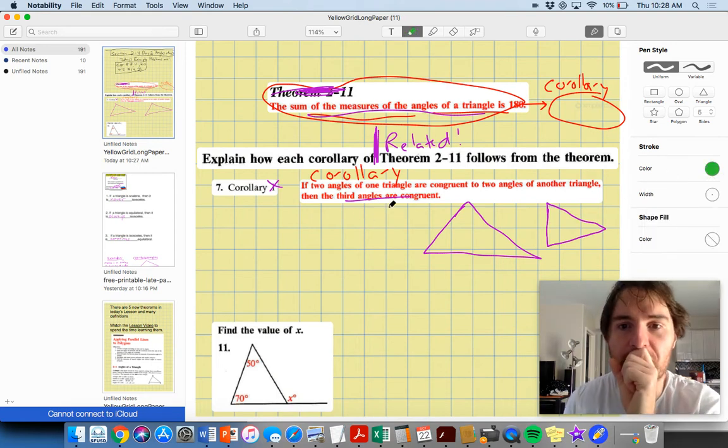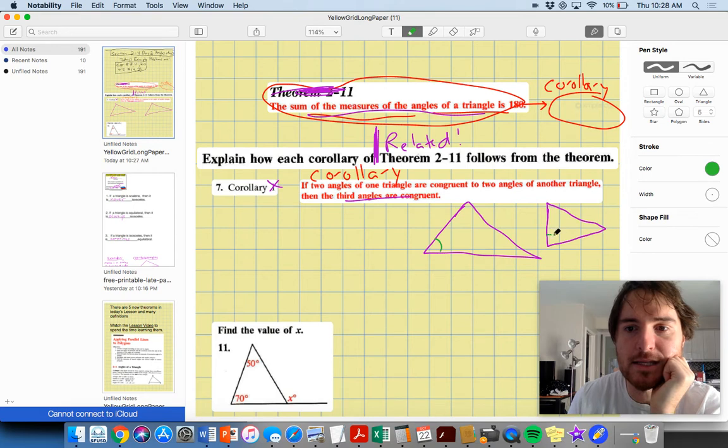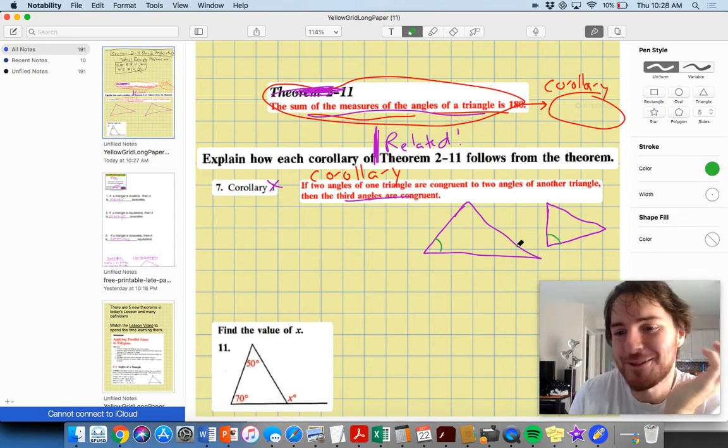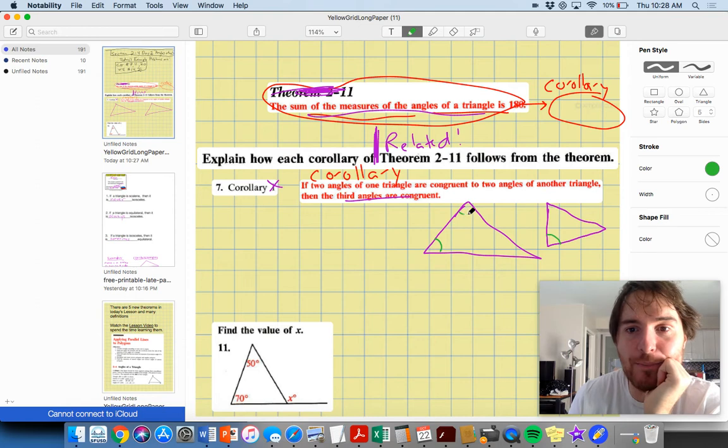All right, 2 angles of one triangle congruent to 2 angles of another triangle, and the third angles are congruent. So maybe I'll mark it up real quick. Let's say that this and this, these are congruent angles. They don't really look that congruent, but whatever. Let's just say they represent congruent angles, so they have the same measurement, right? And let's say this one up top here, that's congruent to this one up top, right? They have the same measurement right here.